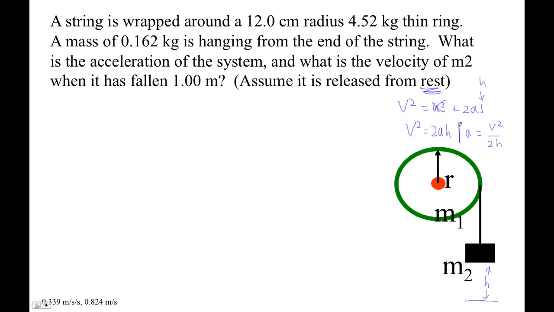Now, what I'm going to do is make an energy expression. When I arrive at v squared, all I have to do is divide by 2h, and I've got the acceleration. That's the trick. Set up an energy expression, solve for v squared, divide by 2h, and you've got the acceleration. Energy is easy peasy.